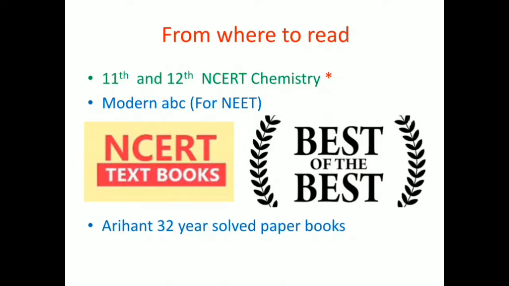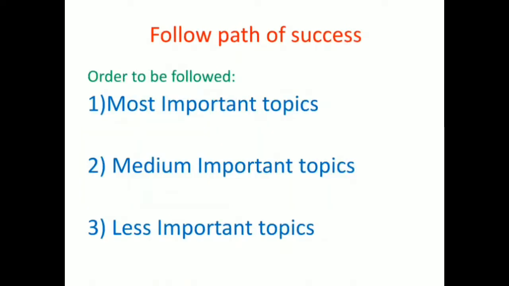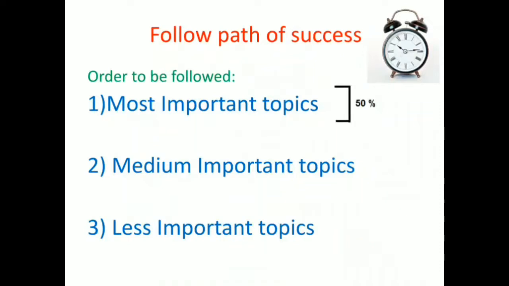Now we'll see how to study, that is, follow the path of success. You have to divide your time based on most important topics, medium important topics and less important topics. When I talk about the less important topics, it means you have to study the less important topics as well as solve MCQs related to all 3 kinds of topics. So out of your total time, 50% should be given to the most important topics, 40% to the medium important topics and 10% to the less important topics, which includes solving your MCQs.